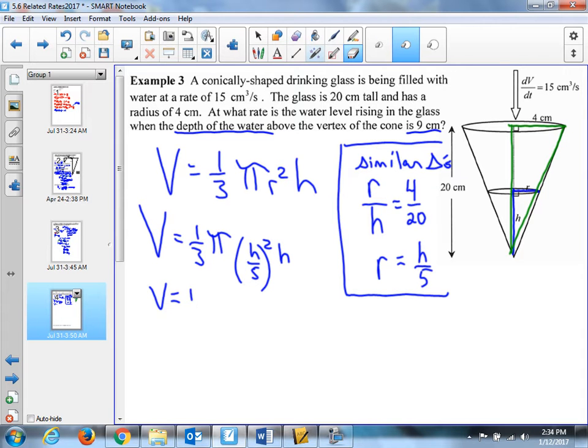why am I doing that? So I got h cubed on the top, and I've got pi, okay, h cubed on the denominator. 5 times 5 is 25, times 3 is 75, right? No calculus done so far, right?